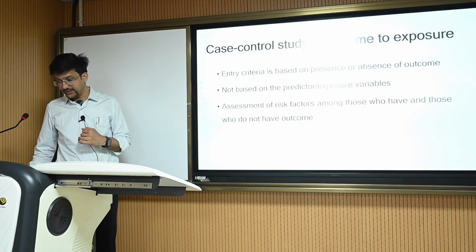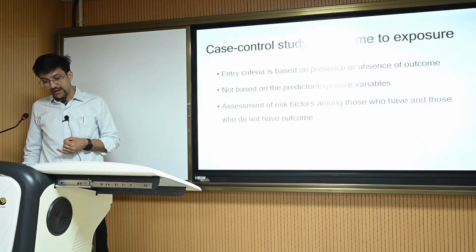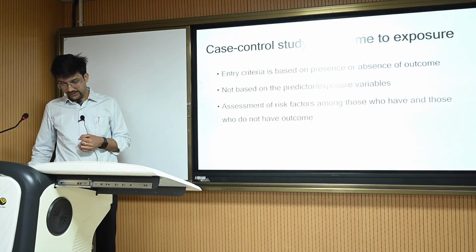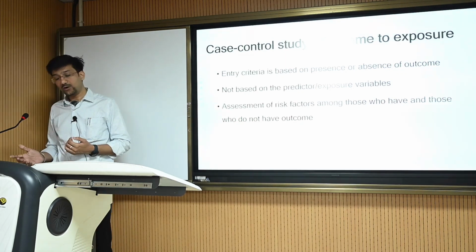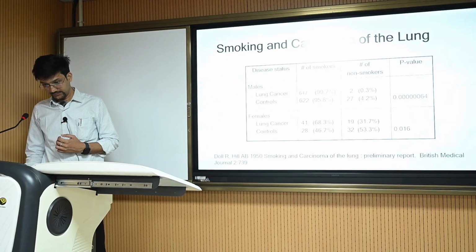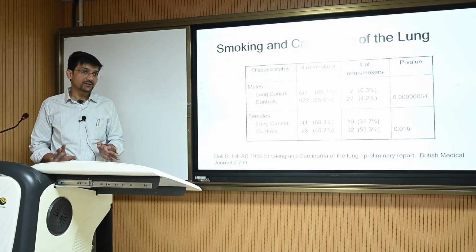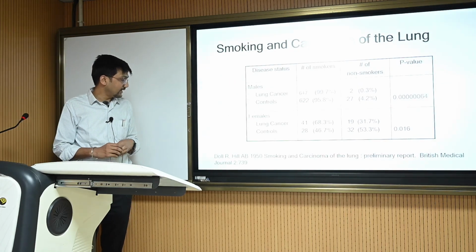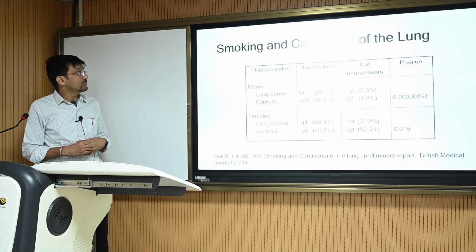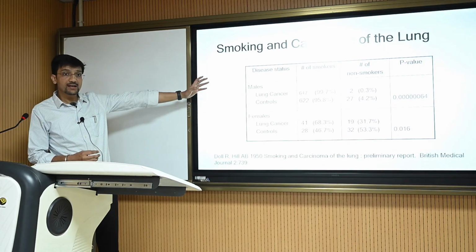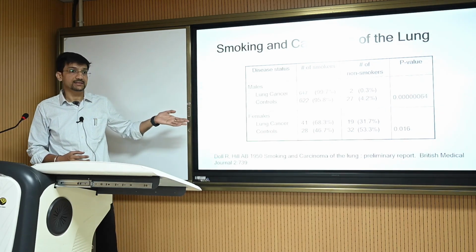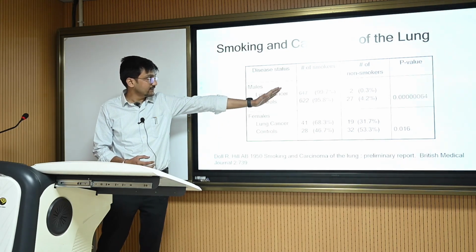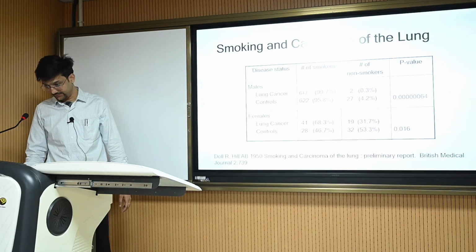So entry criteria is based on presence or absence of outcome and not based on predictor or exposure variables. And we assess the risk factors among those who have and those who do not have the outcome. So this is the classical example, the Doll and Hill study. Here, they selected some individuals with CA lung, and also selected individuals who do not have the disease, and then they looked back at their exposure history.